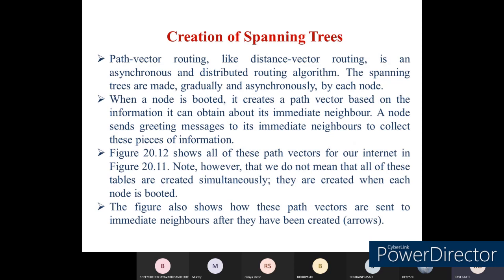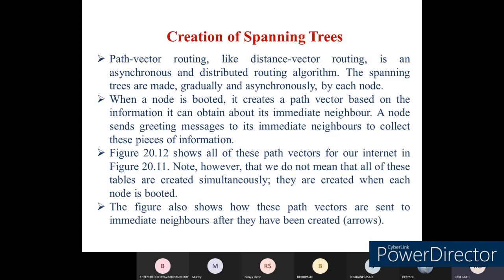Now how can you create this spanning tree? It is similar to how we created the distance vector routing algorithm. In the distance vector routing algorithm, for each node, at periodic intervals of time, we get the routing information of the neighboring nodes. Based upon that routing information, we were able to update the distance vector of each node.